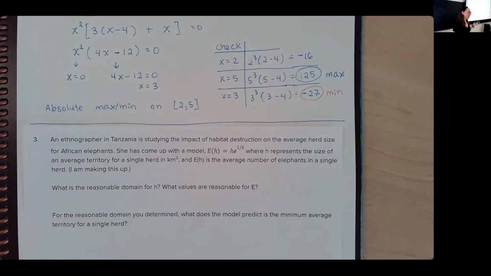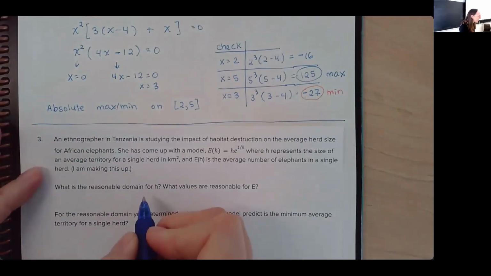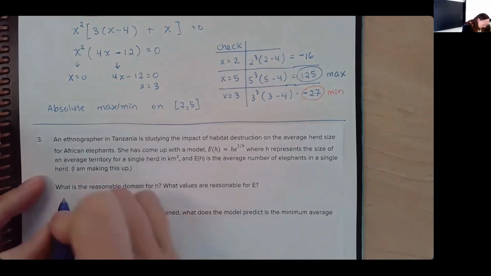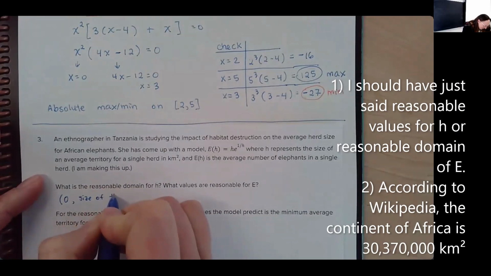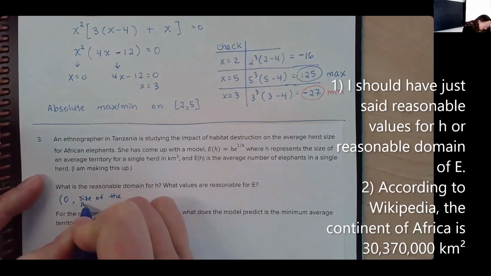Now, could it be infinite? Probably not. The reasonable end point for that domain, I suppose, would be all of the land mass of the continent of Africa. I don't know what the square kilometers is. Should have looked that up. That would have been fun. But I would say that the domain for H is 0 to the size of the African continent.